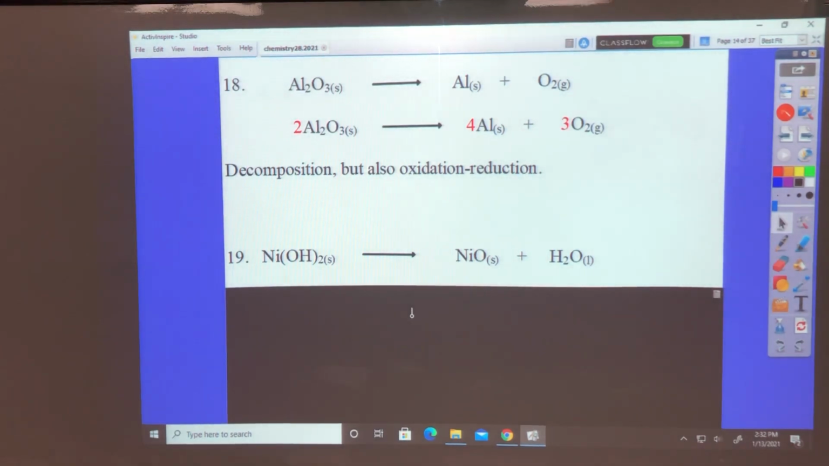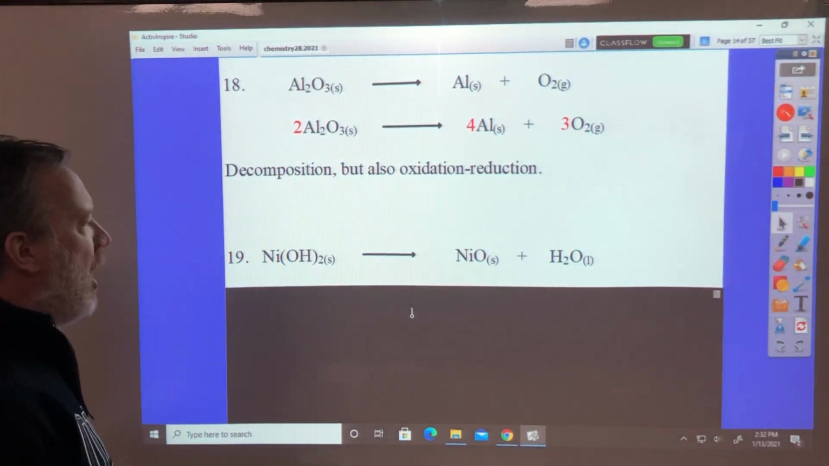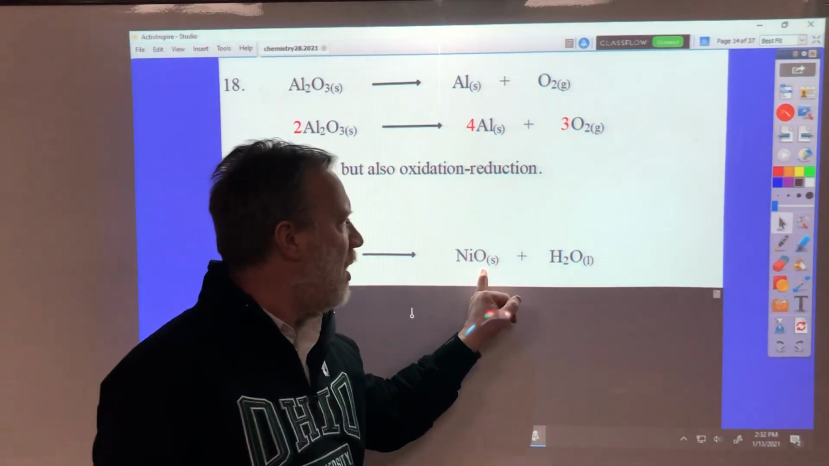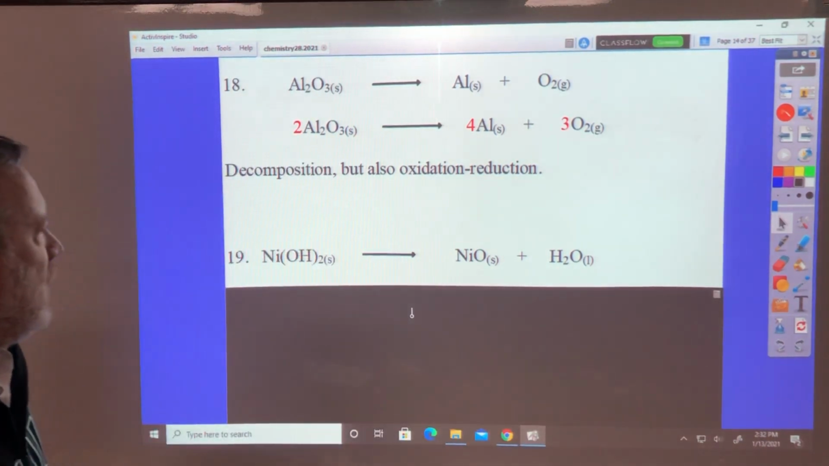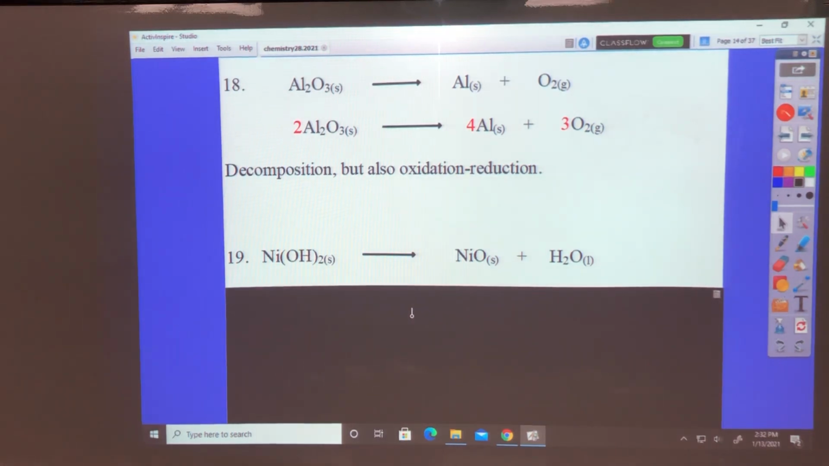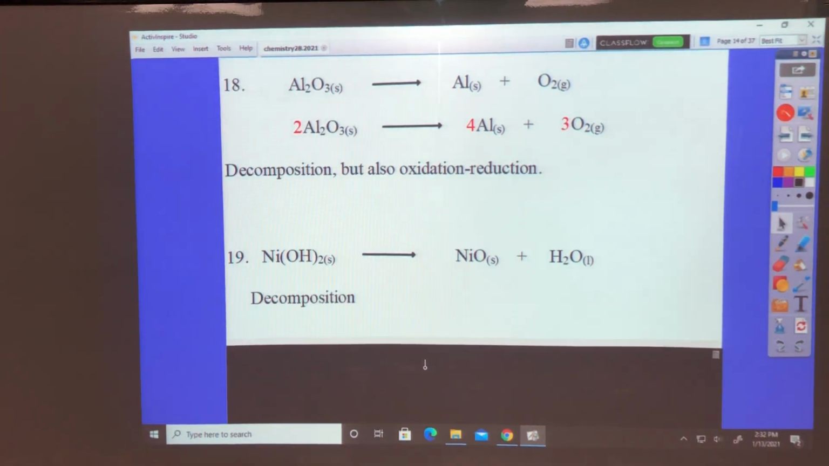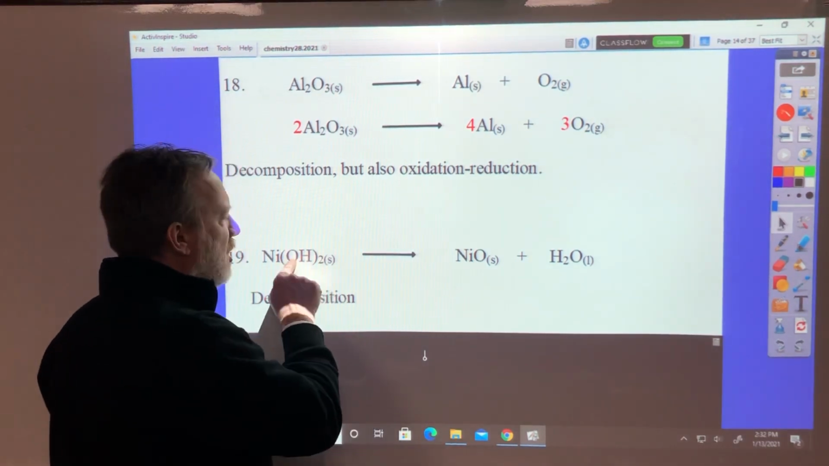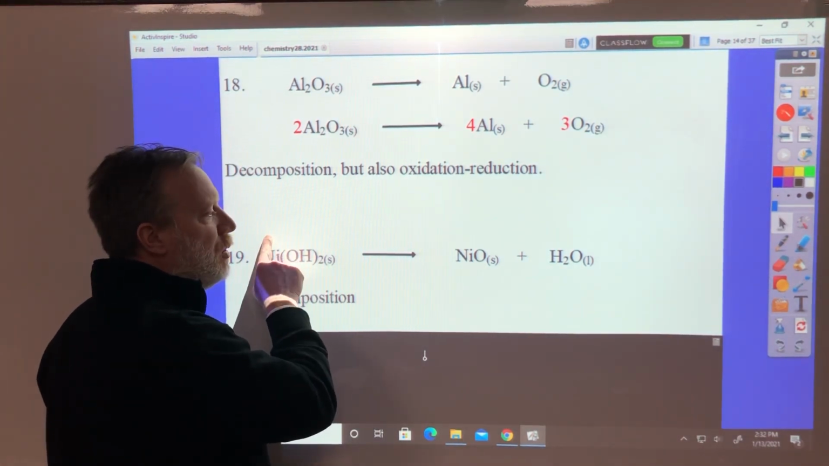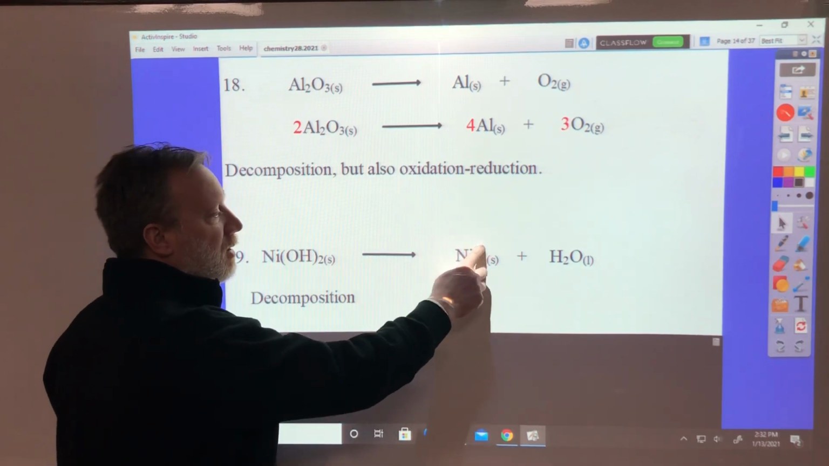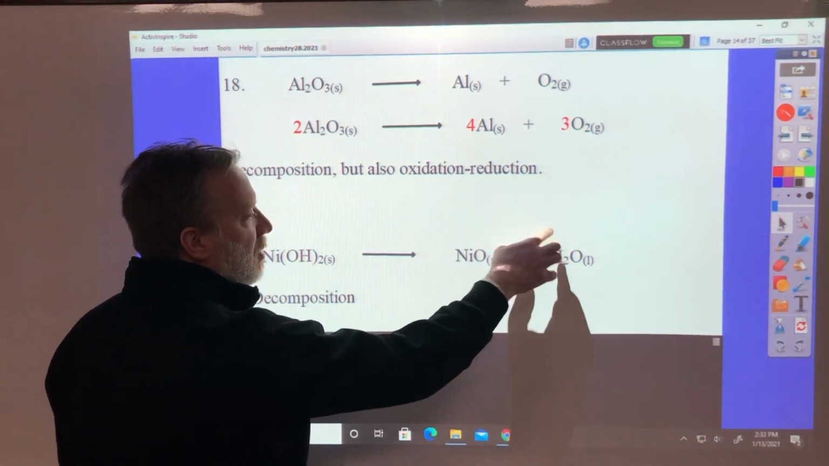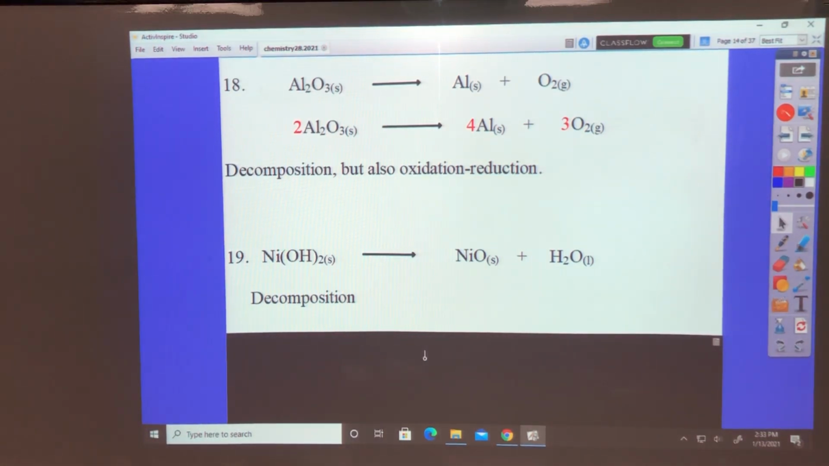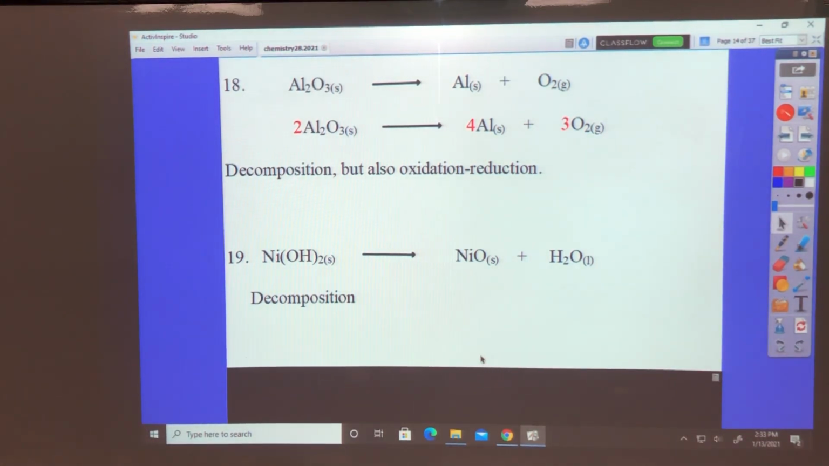This one here, nickel 2 hydroxide. If you heat it up, it will break down into nickel oxide and water. That is a decomposition. And that's it. None of the oxidation numbers change. Hydrogen is +1, oxygen is -2, nickel is +2. Here nickel is +2, oxygen is -2 in each case, and hydrogen is +1. So no oxidation numbers change. And it's balanced.